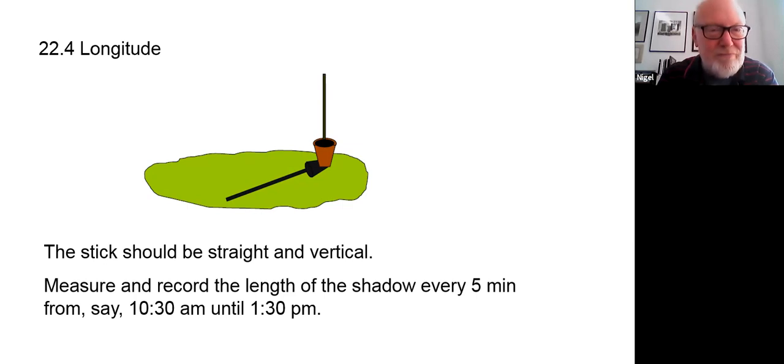There we go. 1 stick in a plant pot, 1 shadow, and of course the shadow will alter its position, and it'll get longer, and it will actually get shorter and then longer, depending on whether we are before noon or after noon. So the idea is to measure the length and record it of the shadow every 5 minutes from 10:30 to 1:30. So that's about 1.5 hours before and after noon.